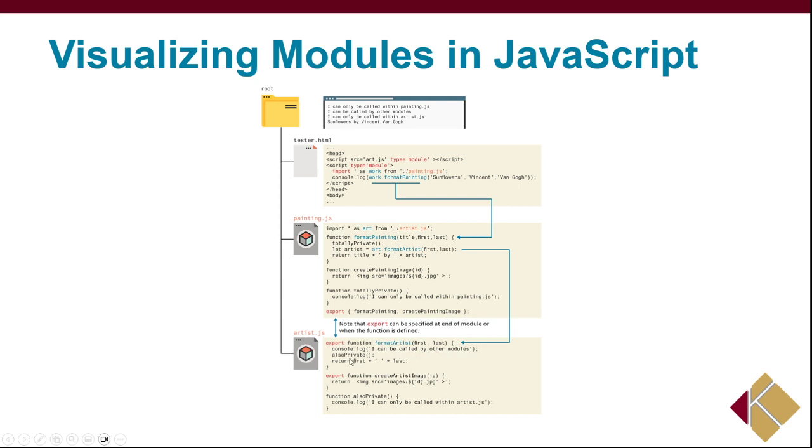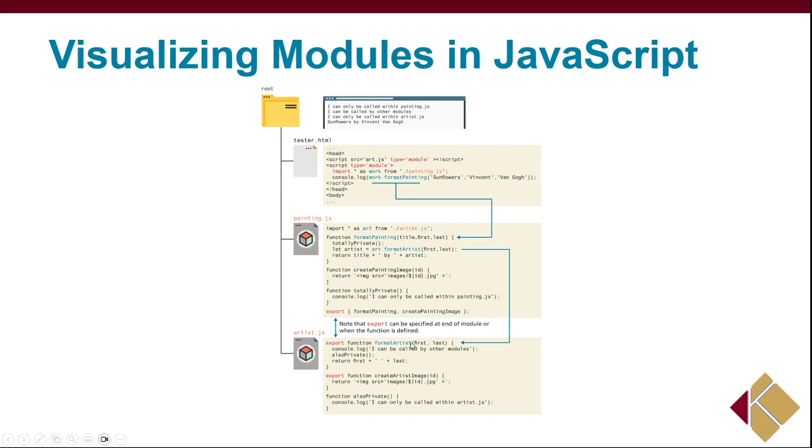I can be called from other modules, also private. I can only be called from within artist, and then create artist image. So it's going to go and grab this thing from the artist, and then it's going to return title by artist, right? And then the painting image and totally private, it's not being called, so it's not really going to do anything. Well, totally private is, create painting image is not. So it's going to console log, I can be only called within painting.js.